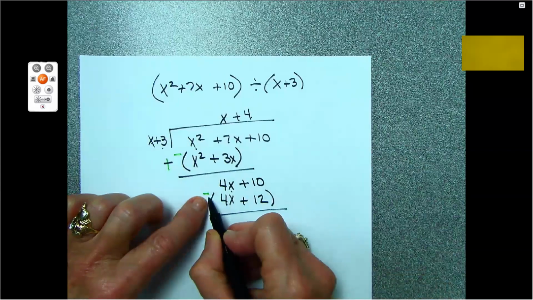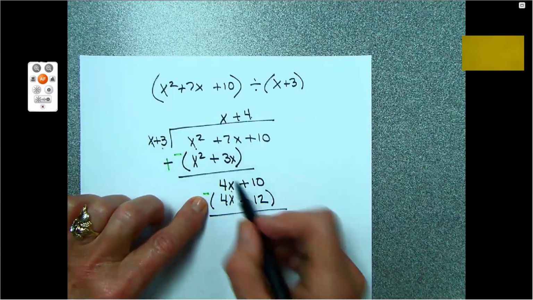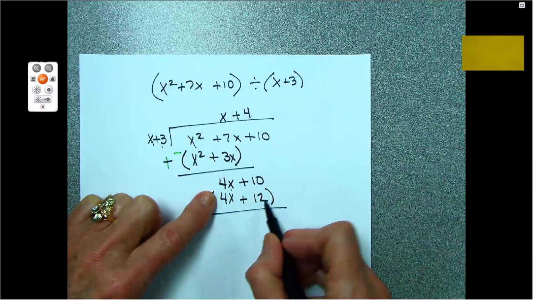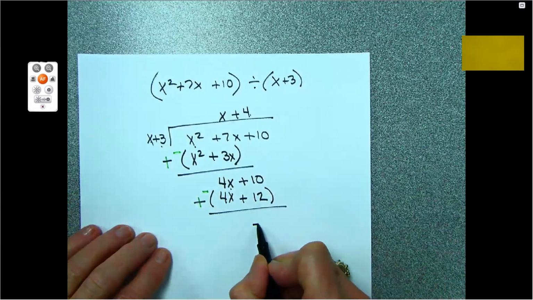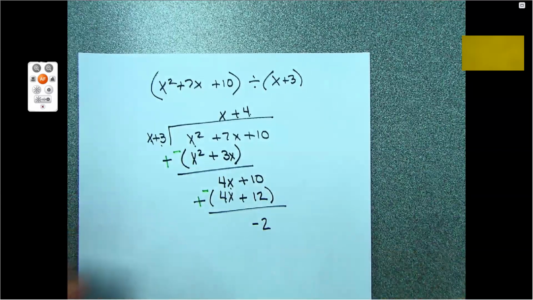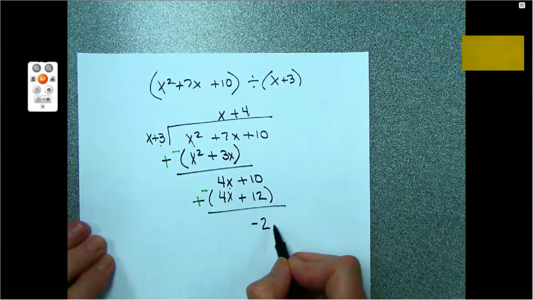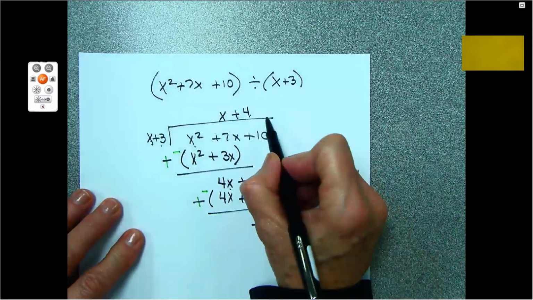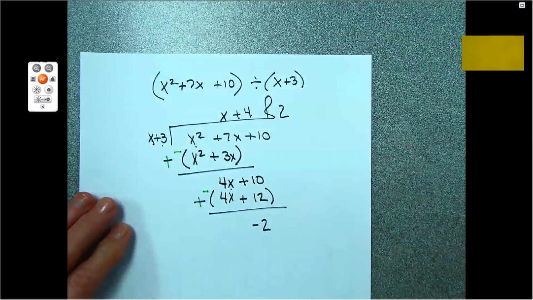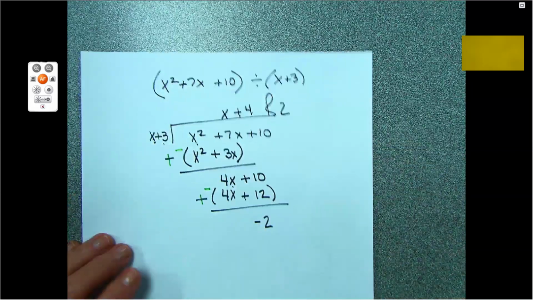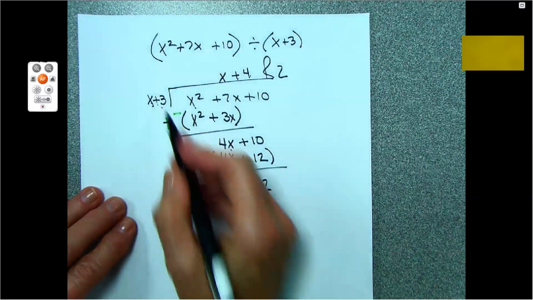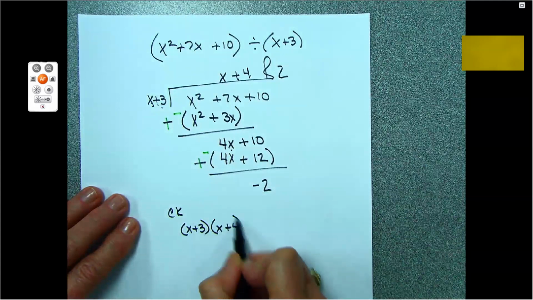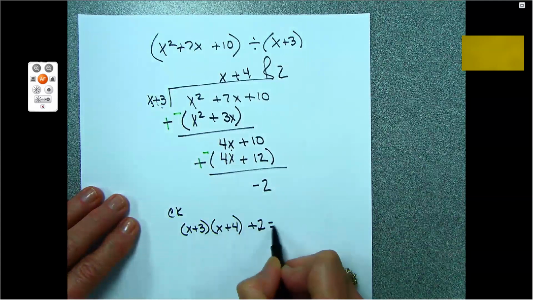That is, it changes the sign of each term. I have 4x, I need its opposite. Negative 4x plus 4x goes to 0. I have positive 12, but I need its opposite. Would be negative 12 plus 10 is negative 2. This is 2x to the 0 power. It's less than the degree of my divisor, so I have a remainder of 2. To check this, it's your divisor times your quotient plus your remainder, your little bit left over.